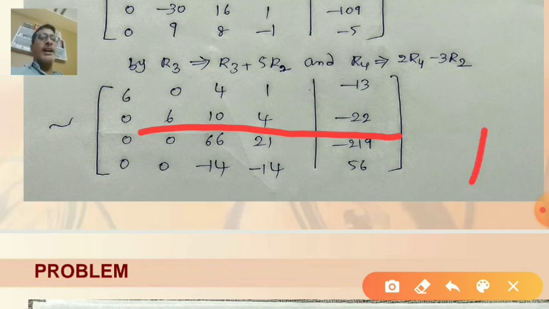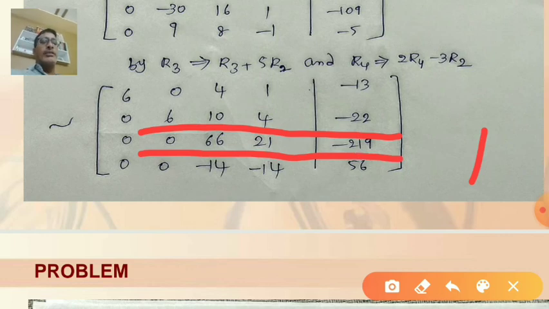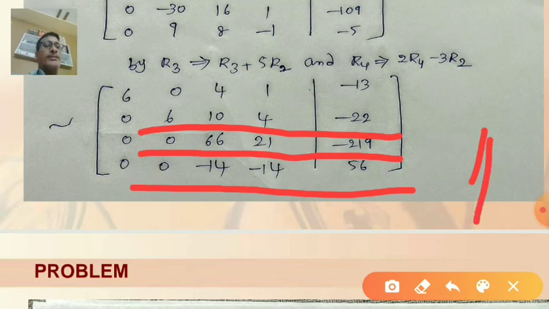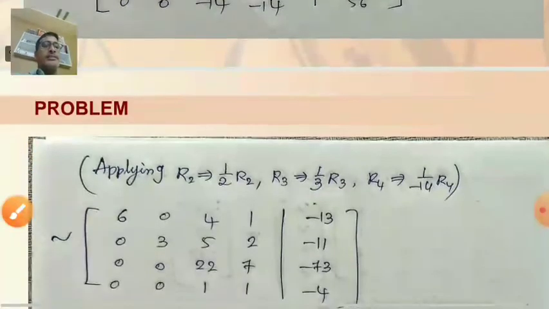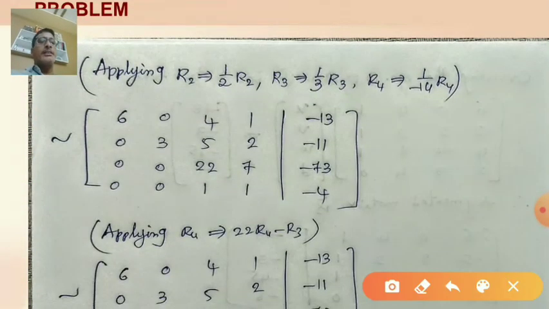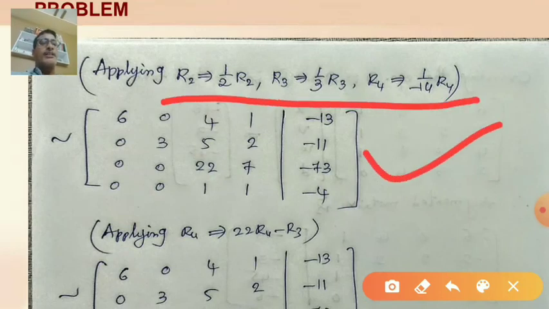And by dividing R3 by 3, we will get 0, 0, 22, 7, minus 73. And by dividing R4 by minus 14, we will get 0, 0, 1, 1, minus 4. By applying all these three operations, we will get this matrix.